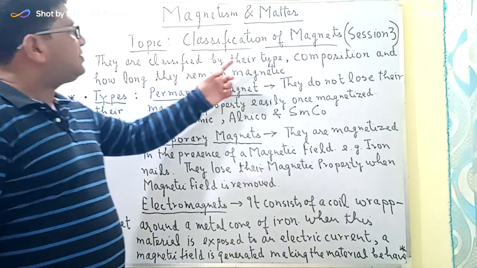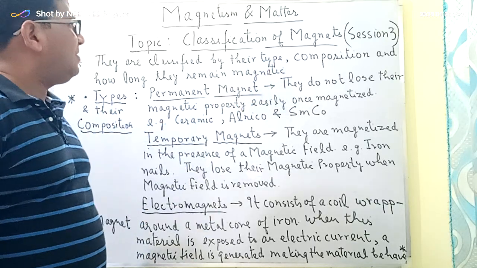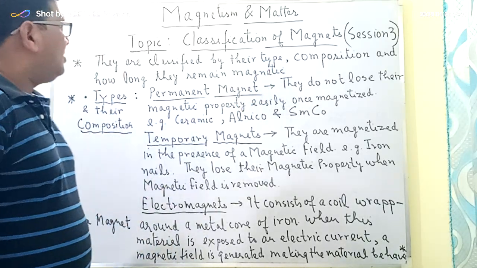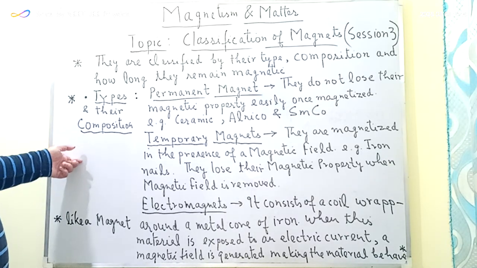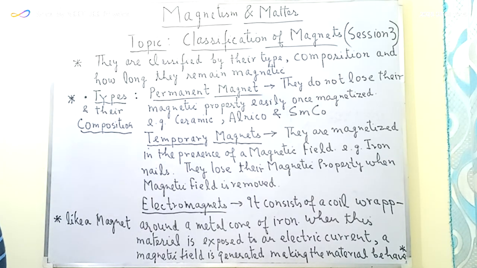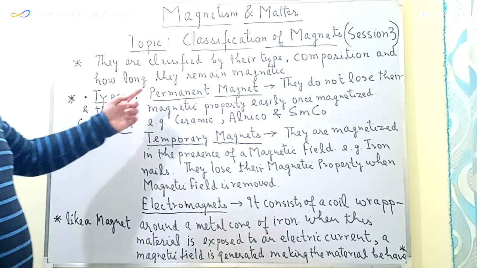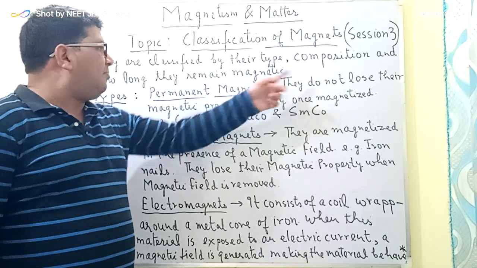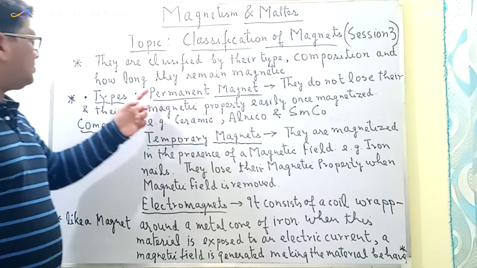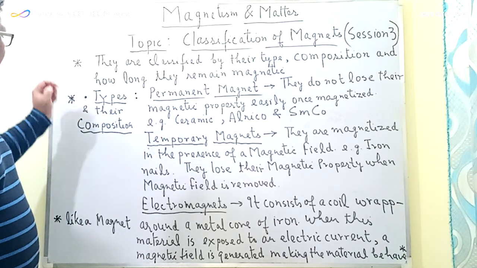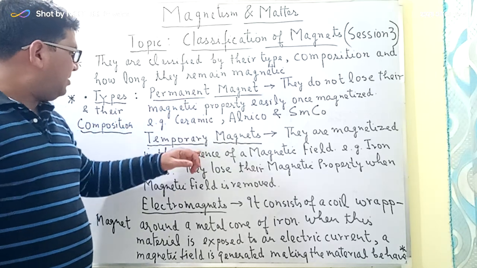The topic is the classification of magnets, and this session is in continuation of session number 2, in which we have studied about the bar magnets. Based on this topic, I have written here two important points in order to understand the classification of magnets. The first point is that magnets are basically classified by their type, composition, and how long they remain magnetic. On the basis of this point number 1, I have classified the magnets as permanent magnets, temporary magnets, and electromagnets.